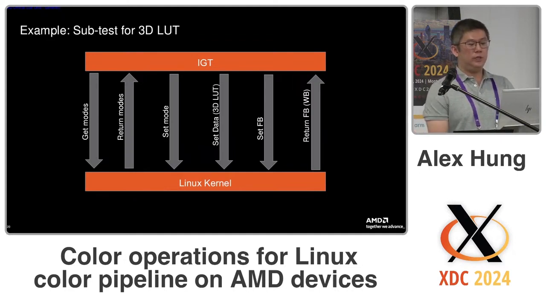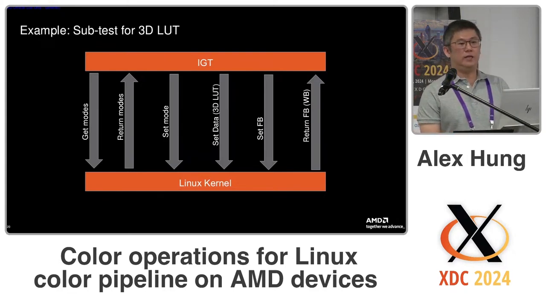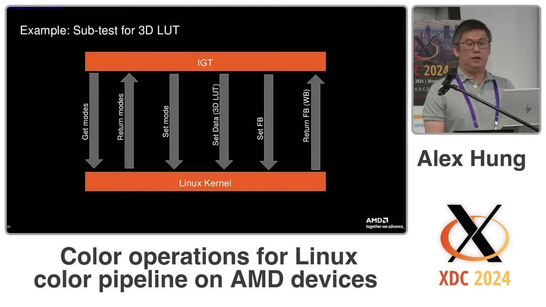And the IGT is now able to write the 3D LUT followed by the frame buffer. And then you can read back the frame buffer from the write back. And then you will take the output and compare it with the one we also compute in software by the CPU. So the two images will be compared and generate a pass or fail.